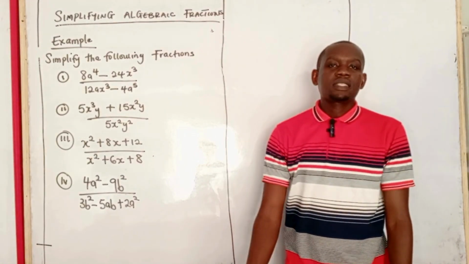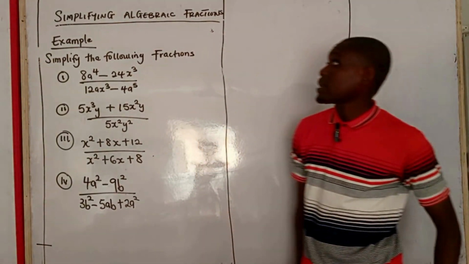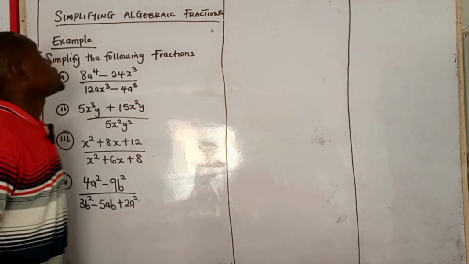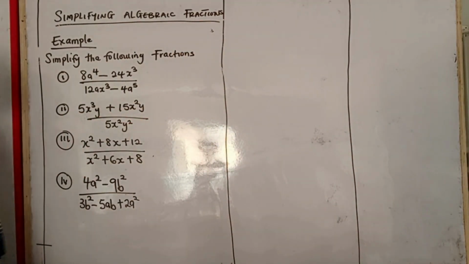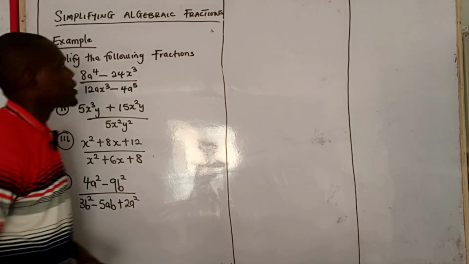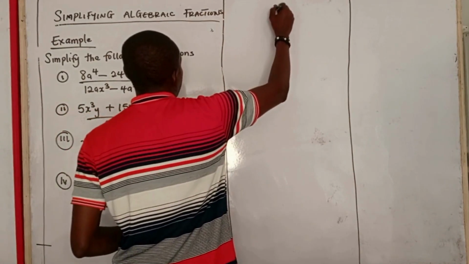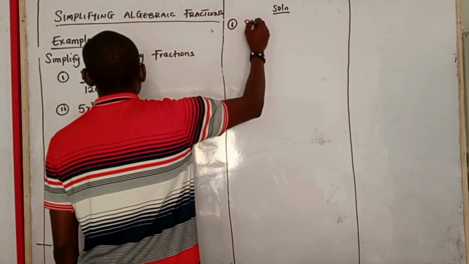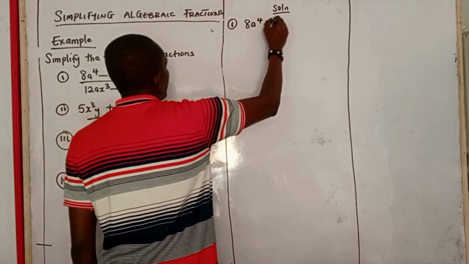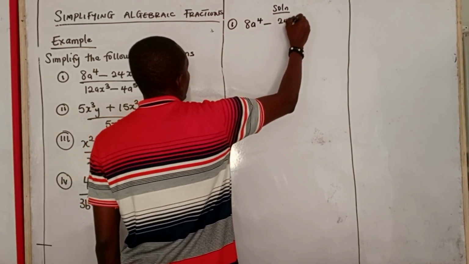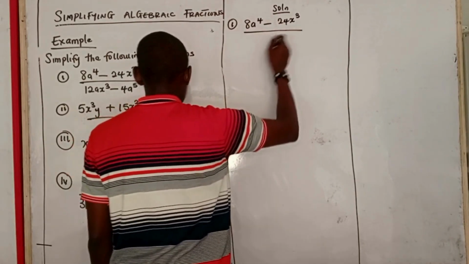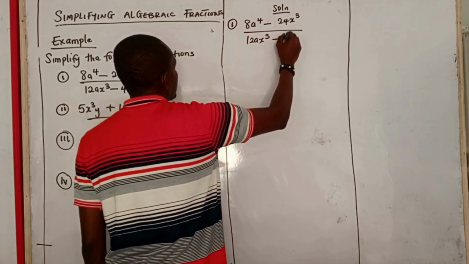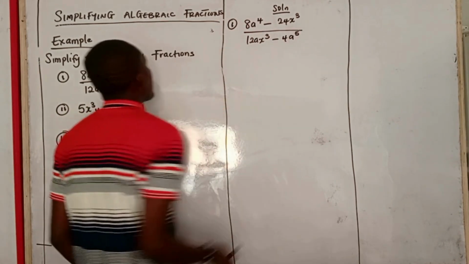Now let's take a look at our first example on simplifying algebraic fractions. If you look at the question we have on the board, we're told to simplify the following fractions. Without wasting much of our time, let us look at them one after the other. In the first question, you have 8a raised to the power of 4 minus 24x to the power of 3 all over 12ax to the power of 3 minus 4a raised to the power of 5.